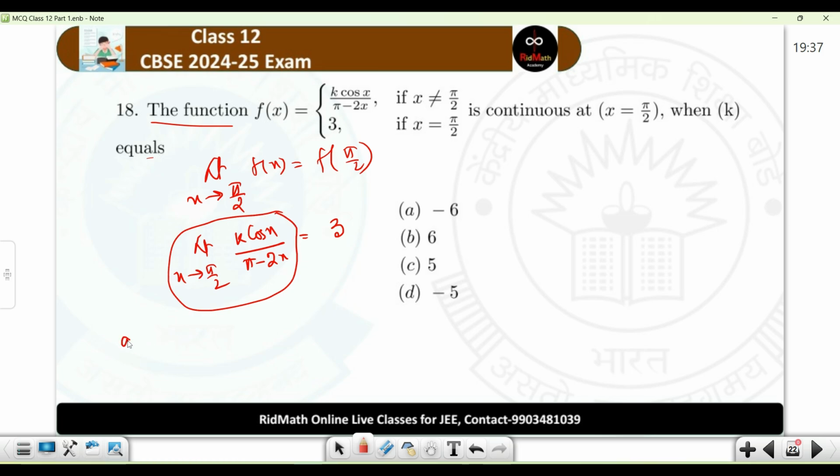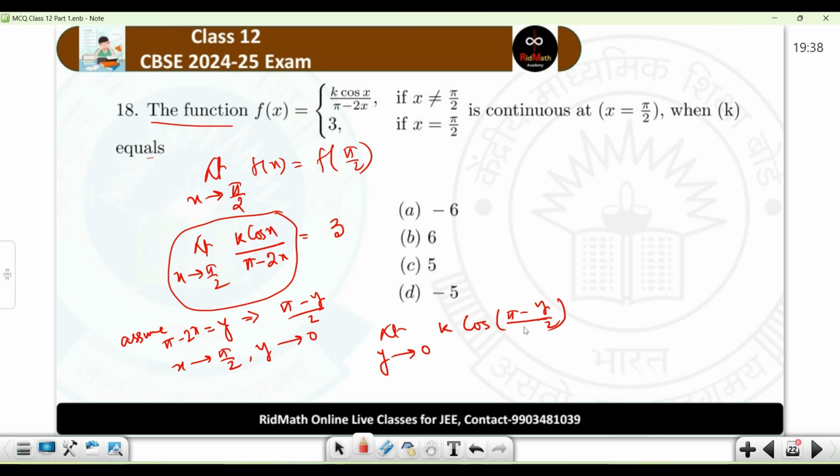So let us compute this limit. Assume pi minus 2x equal to some y. So x tends to pi by 2 means y tends to 0. Okay, so that means limit y tends to 0, k cos x, in place of x we can write (pi minus y) by 2, divided by y. So this is pi by 2 minus y by 2. That means limit y tends to 0, k sin(y by 2) divided by y. So this is limit y tends to 0, k sin(y by 2) divided by (y by 2) into half.